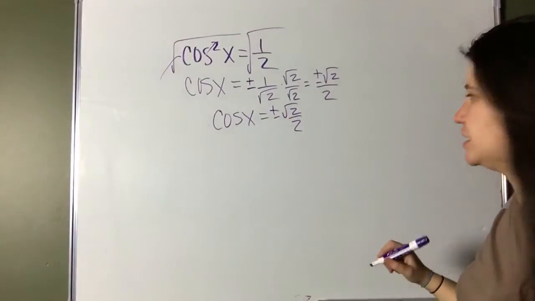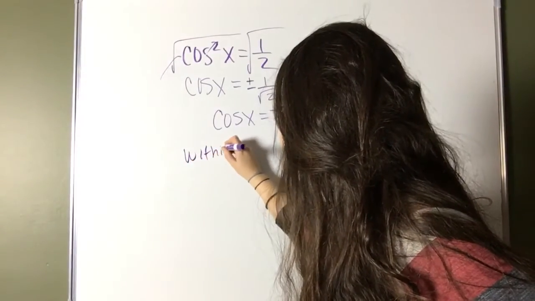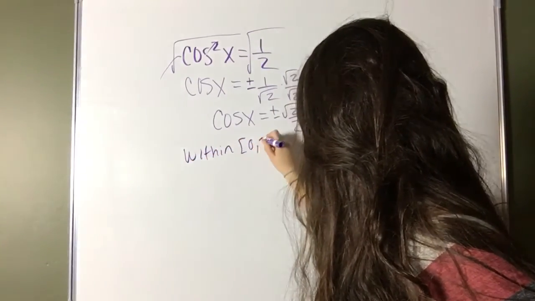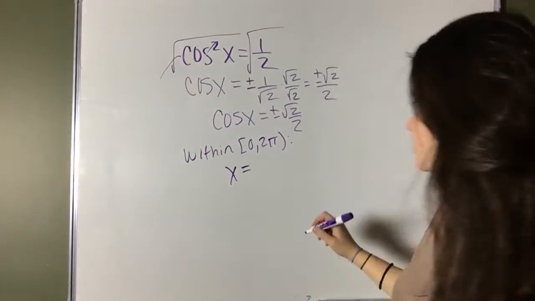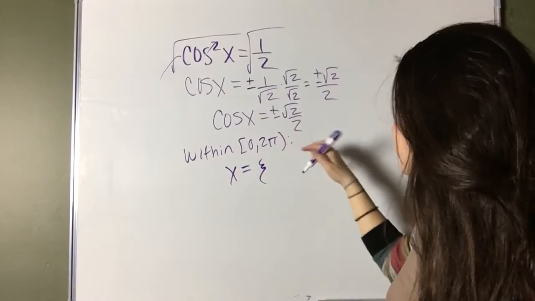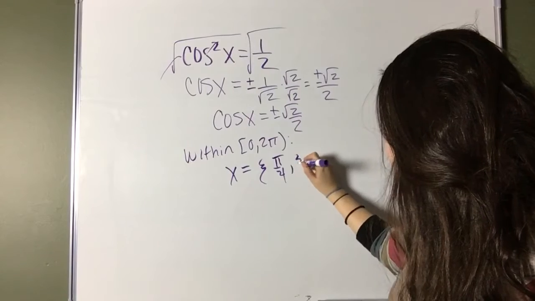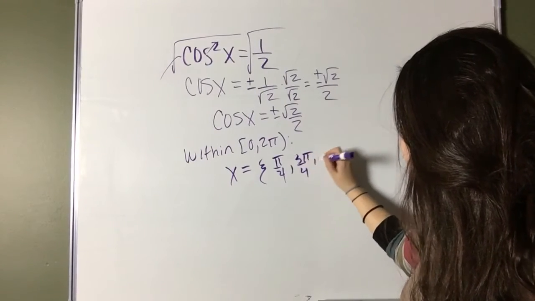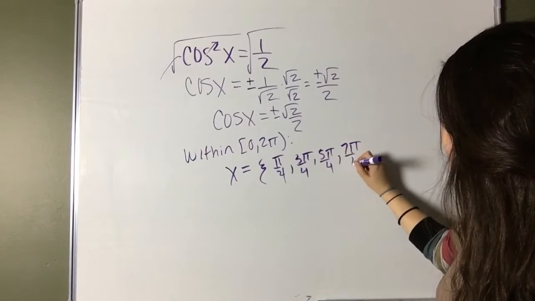Now, let's get to answering just within 0 to 2 pi. All right, so within 0 to 2 pi, that happens in 4 different places, right? We have pi over 4, 3 pi over 4, 5 pi over 4, and 7 pi over 4.